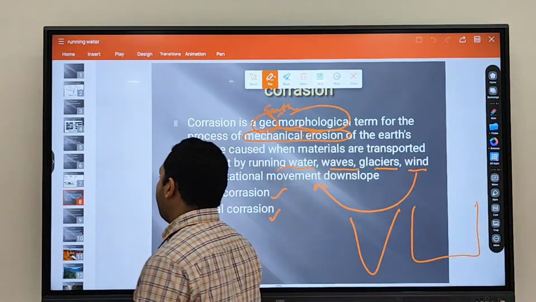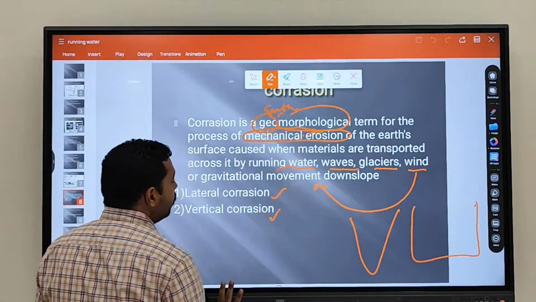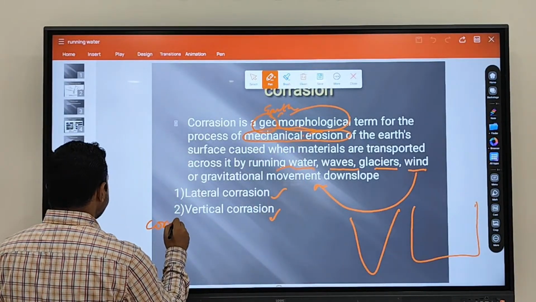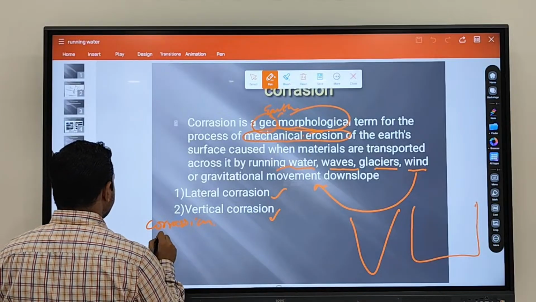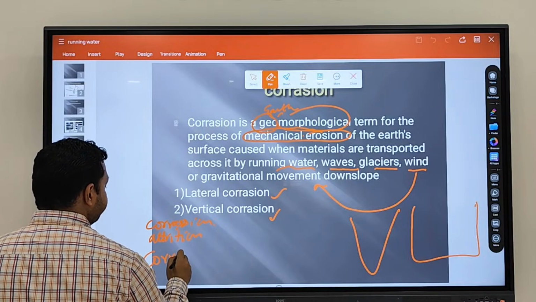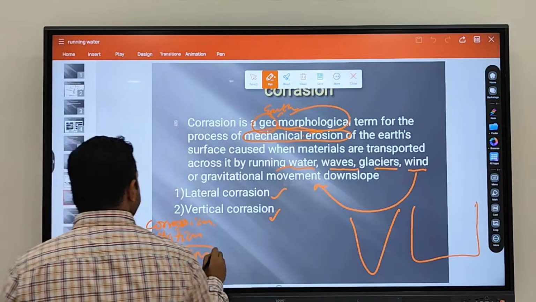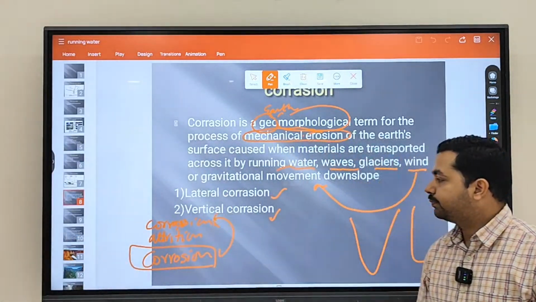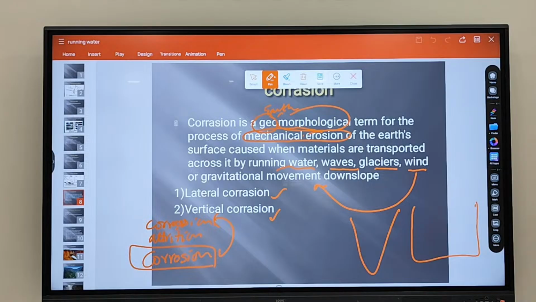Now, when the river is moving, you're going to see corrasion. You're also going to see attrition, and you'll also see corrosion. What is the difference between corrasion and corrosion? Corrasion is erosion, corrosion is the metal part. Any other difference? Like you say iron corrodes. So corrosion in iron happens. So what is corrosion basically?